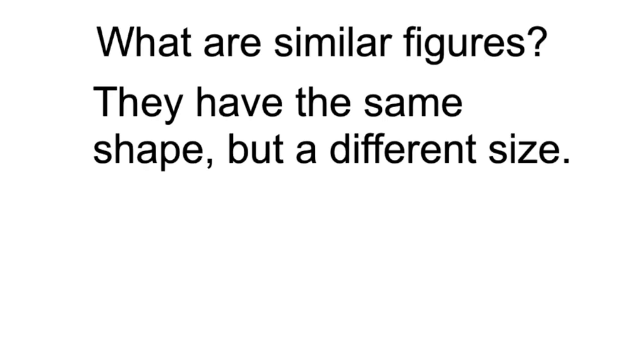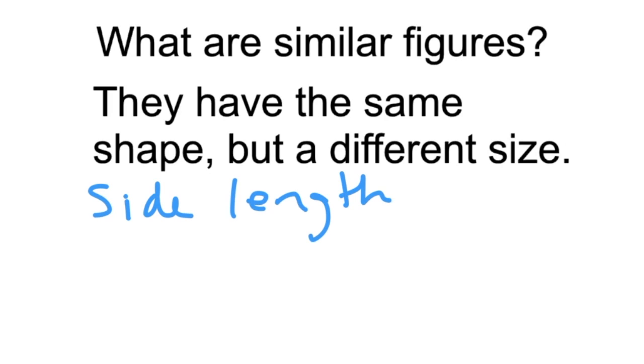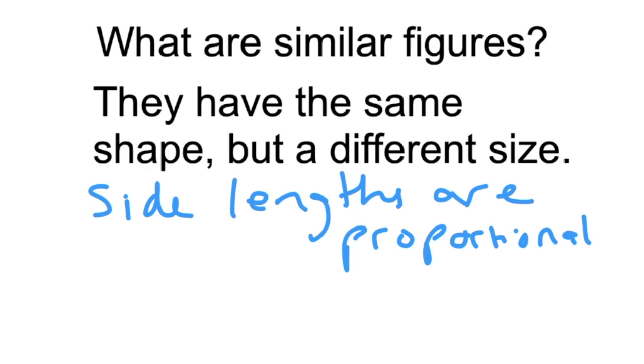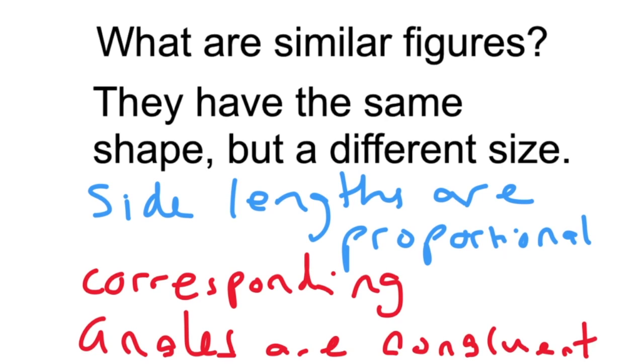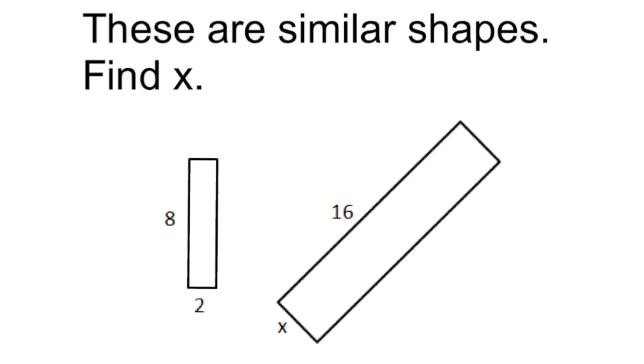What are similar figures? Similar figures have the same shape but a different size. This happens when the side lengths are proportional and the corresponding angles are congruent. Let's take a look at some similar shapes.